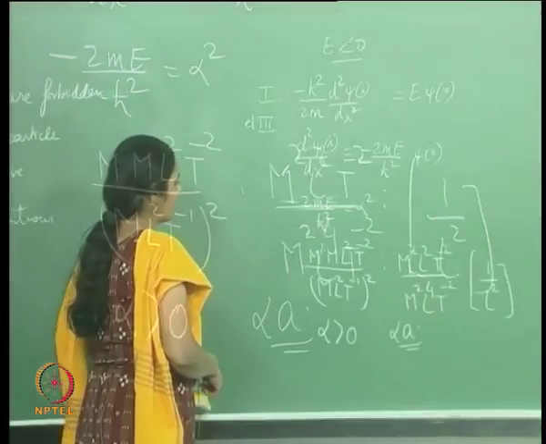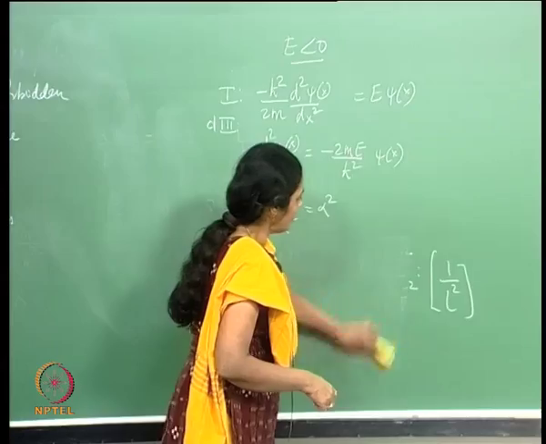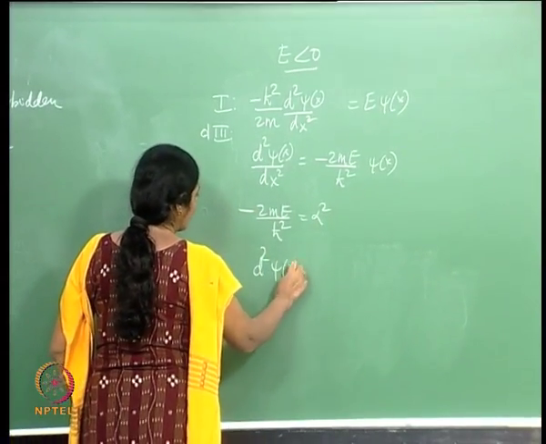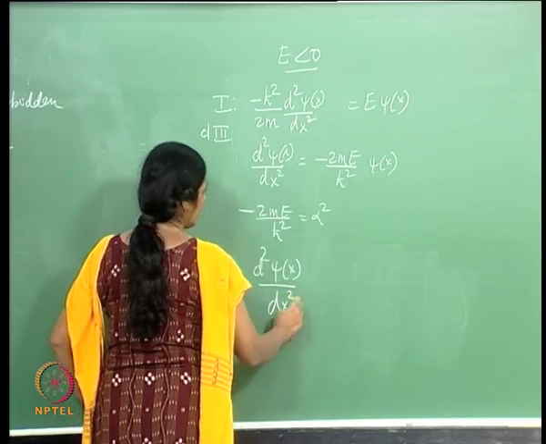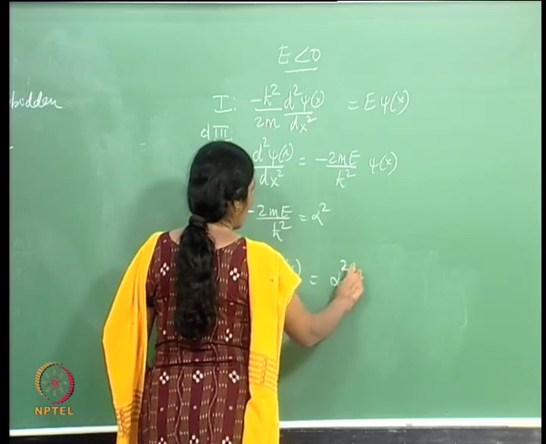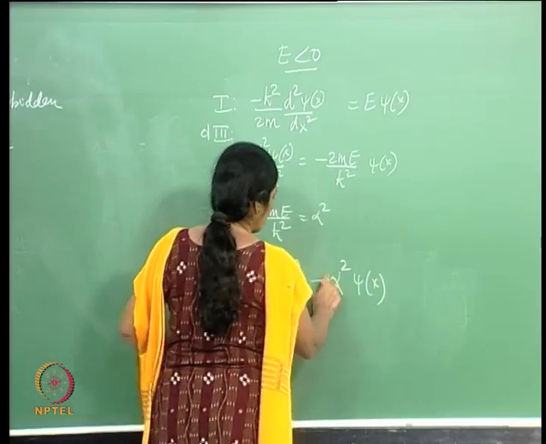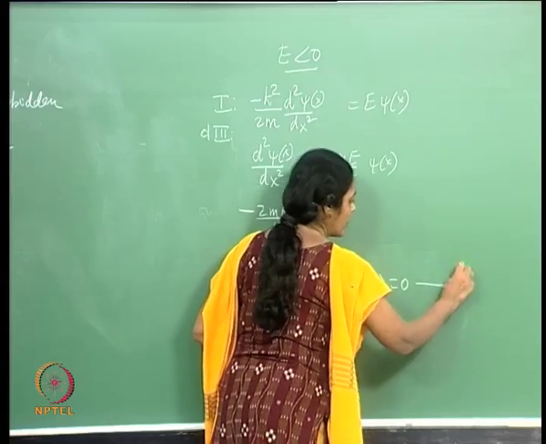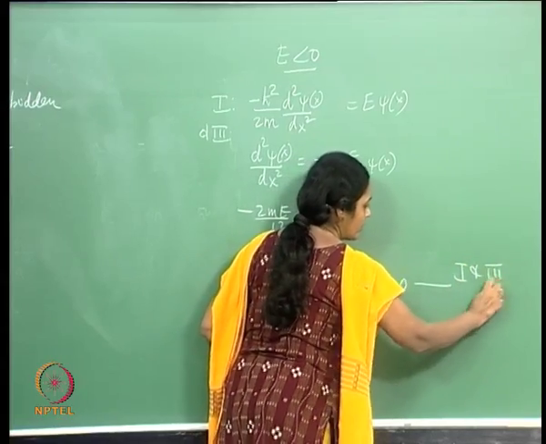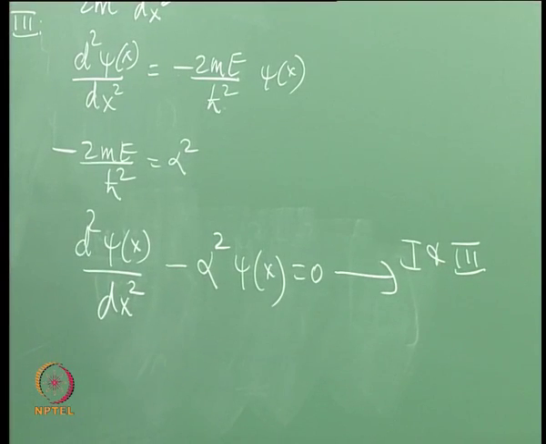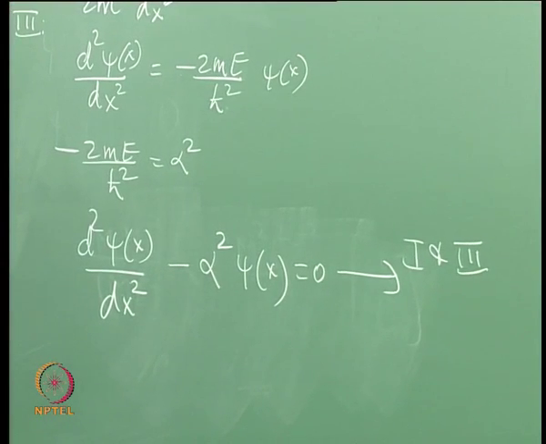I can now go back and write my equation very nicely. d²ψ(x)/dx² is alpha squared ψ(x). So taking it to the other side, this is my equation for regions 1 and 3. That's what I have. Got to solve for this equation.